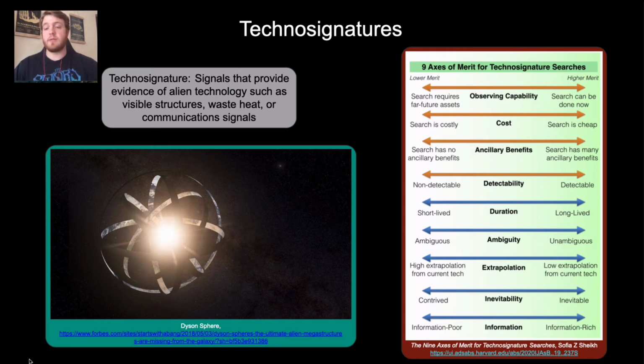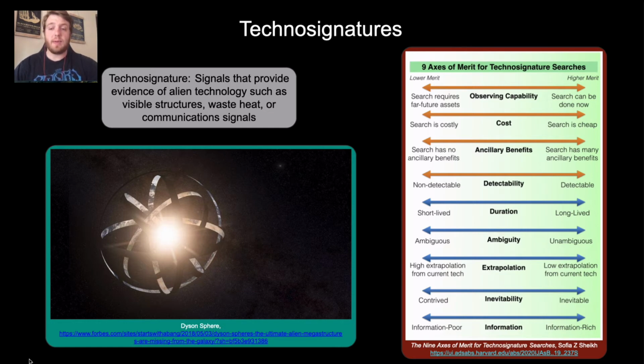Detectability is fairly obvious: whether or not the signal we expect to find is likely to be detected at whatever distances and in whatever part of the galaxy we're looking. Duration of the signal is obviously important because very short-lived signals are going to be much harder for us to detect. Ambiguity also plays an important role because while there are many signals in the universe that may seem to be from extraterrestrial life, we need to be able to definitively say that whatever signals we detect are not actually produced by some other physical process in the universe.